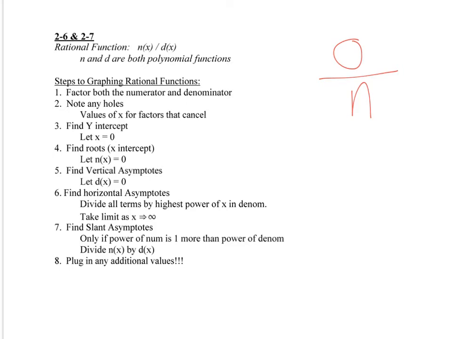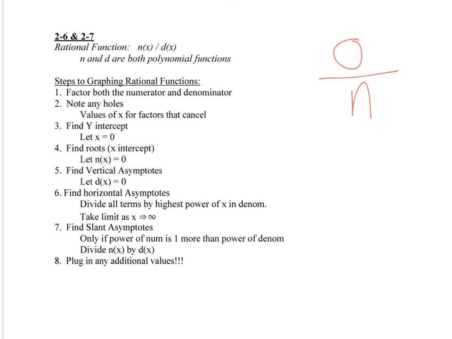Then we find the vertical asymptotes. We let the denominator be 0. We find the horizontal asymptotes, and I'm going to show you in class how to do it the long way, but there is a shortcut which we'll go through in a minute. This is the long way, and the shortcut will be our next slide.